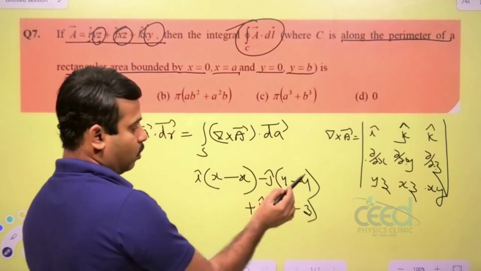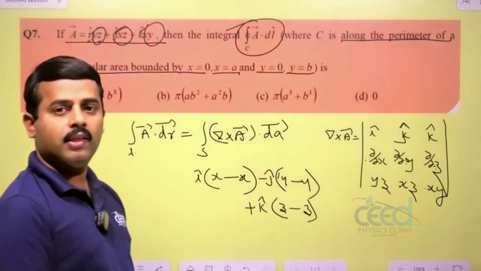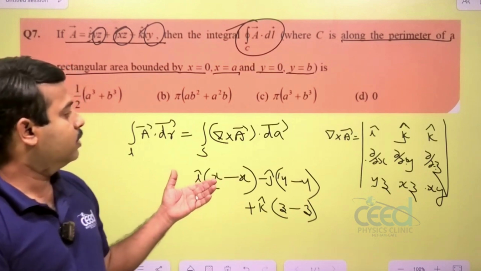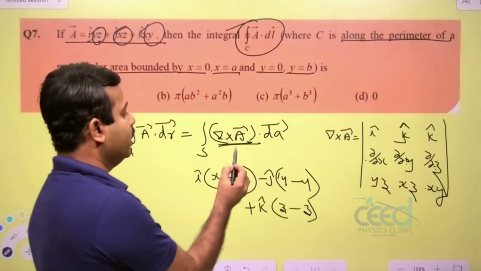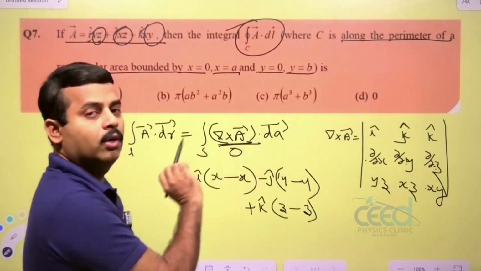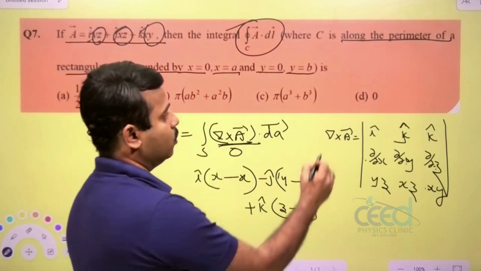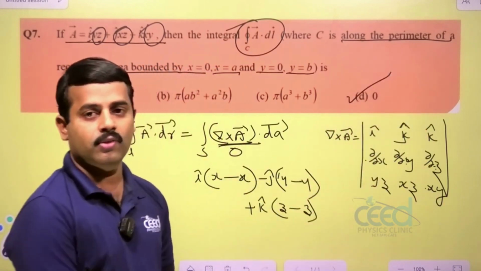Then x minus x is 0, y minus y is 0, z minus z is 0. That means ∇ × A is 0, so this integral will be totally 0. That means option D is the correct answer. Alright.